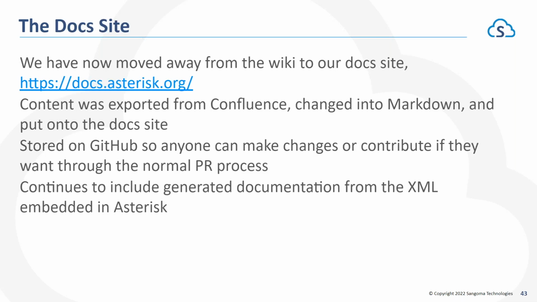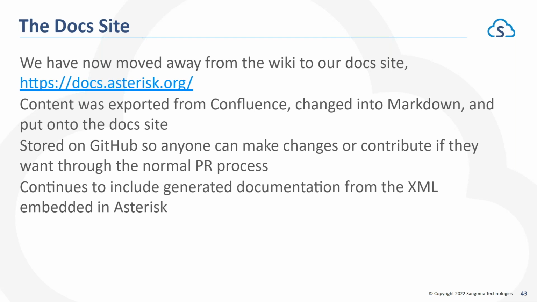As part of our move to GitHub and away from Atlassian, we've now moved away from that wiki to our new documentation site at docs.asterisk.org. Content was taken from Confluence, we changed it into Markdown, and put it onto the documentation site. A nice change and opportunity as a result of this is that this documentation is now versioned and stored on GitHub. So anyone can make changes or contribute if they want through a normal GitHub pull request process.